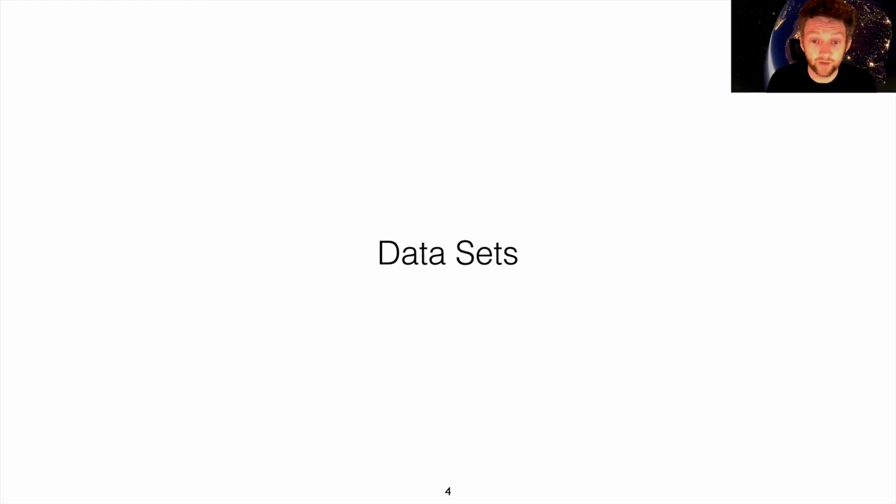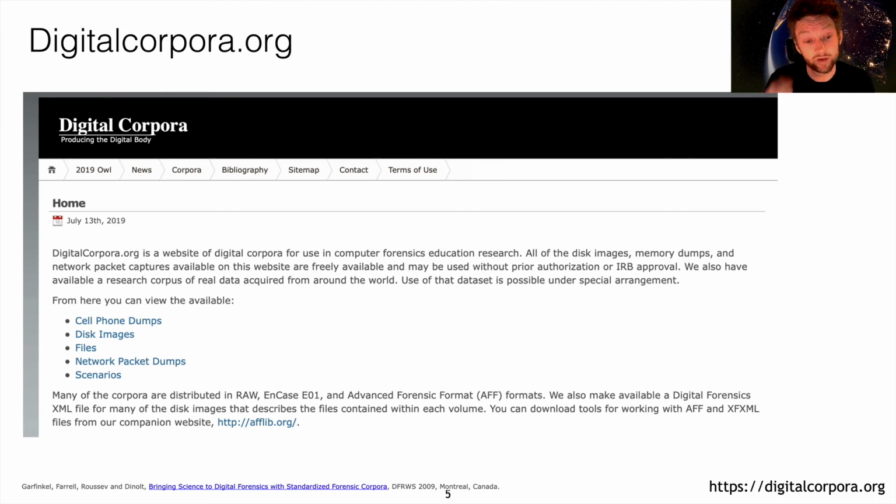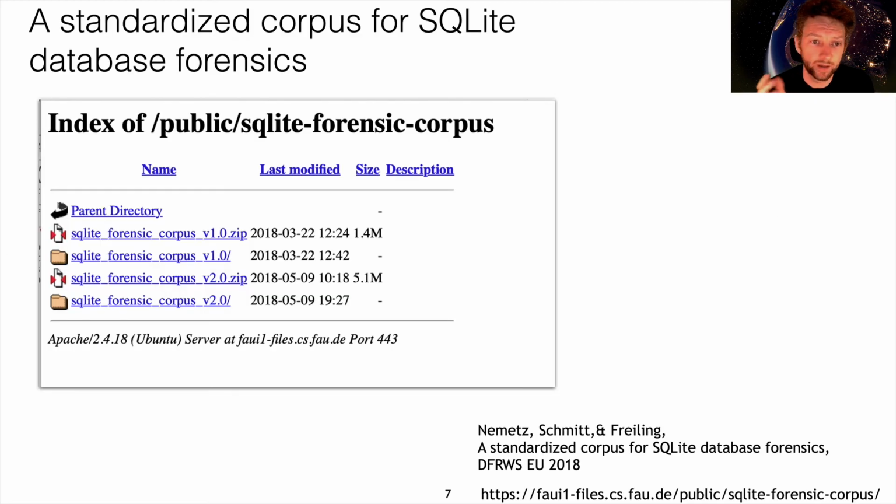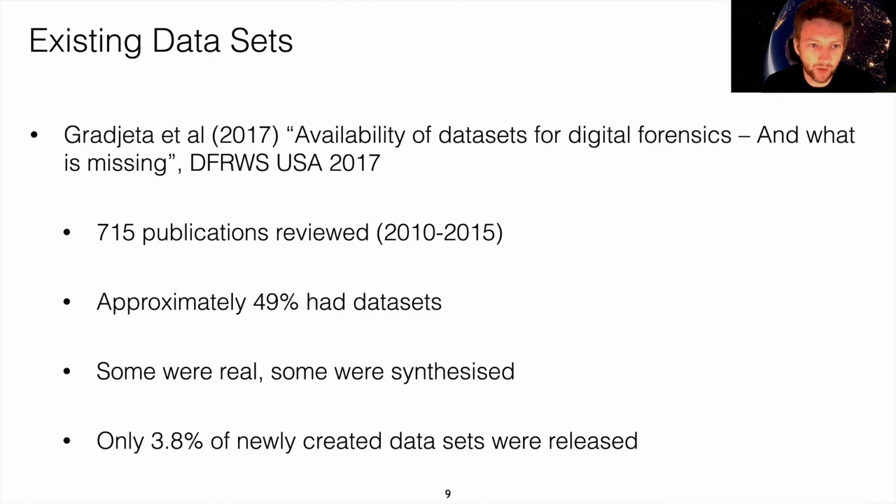There are a variety of data sets that exist. Digital Corpora is probably one of the most famous, with a variety of disk images, mobile phone dumps, etc. NIST has some data. They also talk about the different types of data sets, smaller ones for tool testing, but then the larger data sets that would be needed for full investigative scenarios. There are smaller data sets that now focus on specific file types, SQLite in this case, which is very sensible given its ubiquity. A good central resource for this is this paper from 2017 from DFRWS USA.